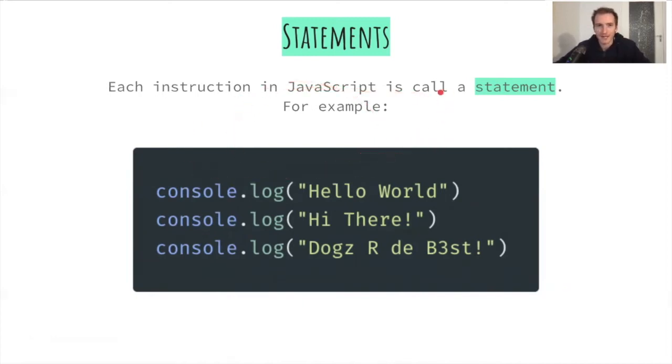Okay, a little bit of syntax, a little bit of definitional stuff. We have this concept of a statement in JavaScript. And a statement is one single instruction that we want JavaScript to do. So here we have 3 statements. The first one is logging out hello world to the console. It will show up here. The second one is logging out hi there. And the third one is logging out dogs are the best. So each one of these is a statement, one instruction, basically.